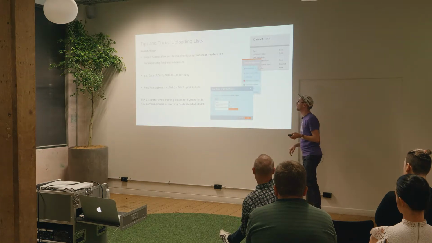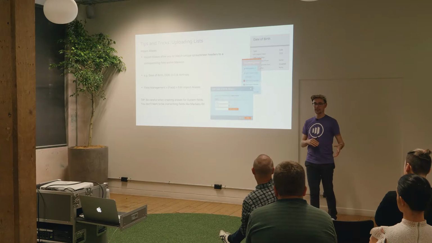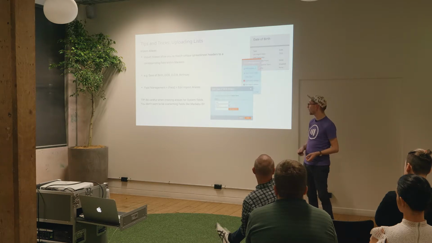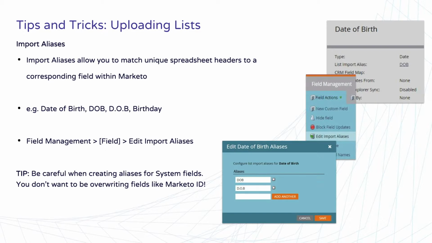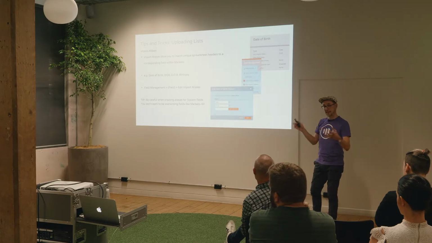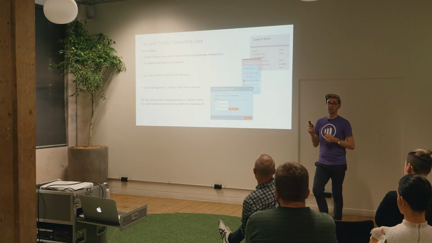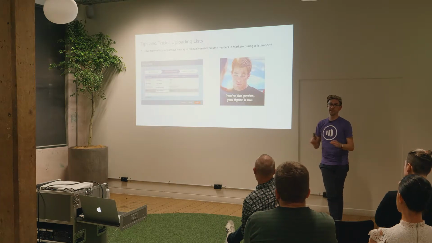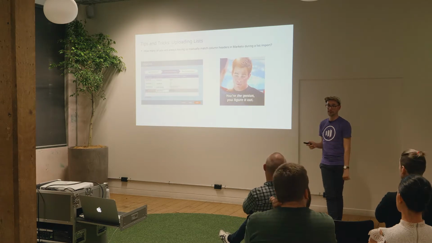Import aliases allow me to automatically set up and match these unique variables in my spreadsheet to a field that already exists in Marketo. I can do that by going to field management under admin, finding my field, clicking on field actions, and then coming down to edit import aliases. I've added DOB and D.O.B as different variables in here. These are the fields as they appear as headers in my spreadsheet. The next time I upload my spreadsheet into Marketo, it should automatically match DOB into date of birth, so I no longer have to match that manually.